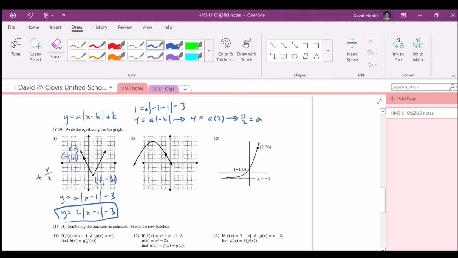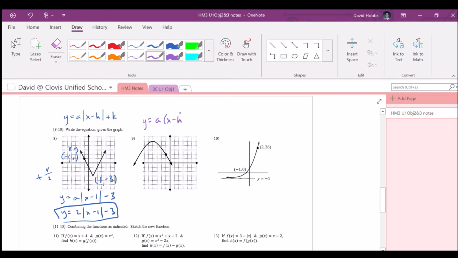Okay. Now, but like I said, when it's linear, you can usually just kind of count it, and you don't have to do all the calculations. Now, on the other hand, when it is a curve, make sure you are plugging in the points. Okay, now, this one, number 9, is a curve.